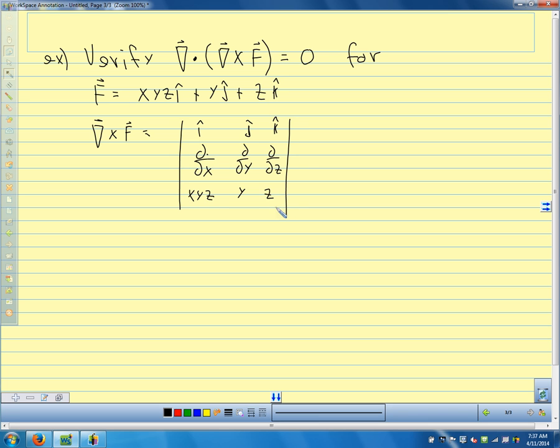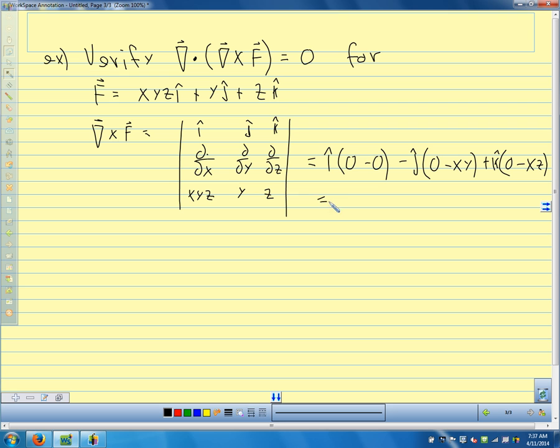So there's our curl. When we calculate this out, we take the partial with respect to y of z. We get a 0 minus the partial with respect to z of y, a 0. For the j component, we get the partial with respect to x of z, so we get another 0. Partial with respect to z of x, y, z, so we get minus xy plus k hat. And our last one, partial with respect to x of y, we get 0 minus partial with respect to y of xyz, so we get xz.